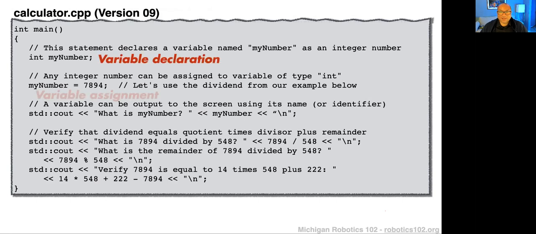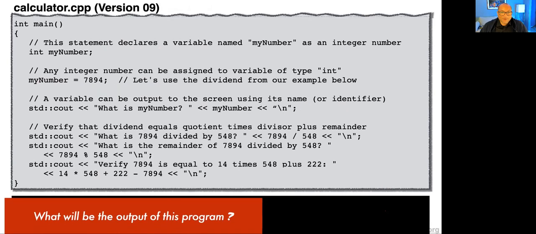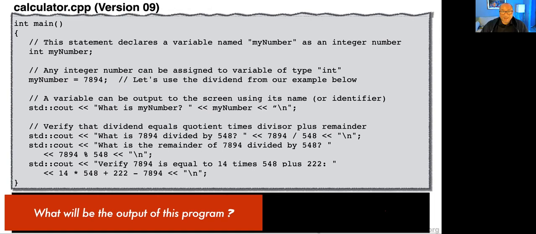As I said before, this is our variable declaration, our variable assignment, and we can print out the current value. It's a little redundant, but I guess I didn't see that build coming. Anyway, I have my ninth version of the calculator right here, and I run this. Assuming that I have no compile errors, what would be the output of this program?